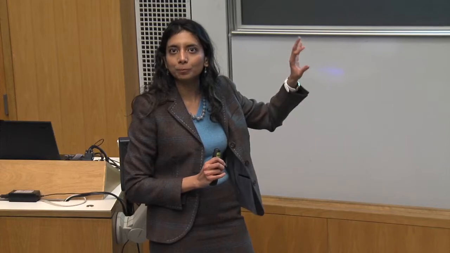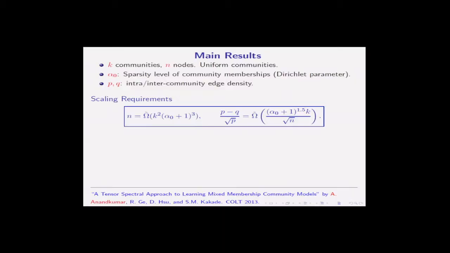So now we'll see how this method performs under samples. So what are the guarantees for this method? And that's the next part. So there are two things. One is the sample complexity: how large should the network be compared to the number of communities? The other is the edge density: how sparse can the graphs be compared to the scaling of the nodes?